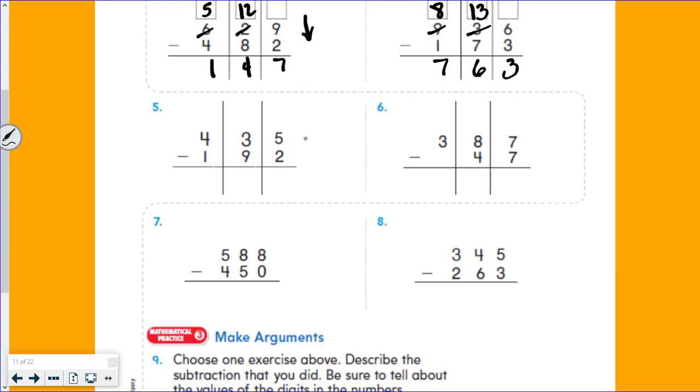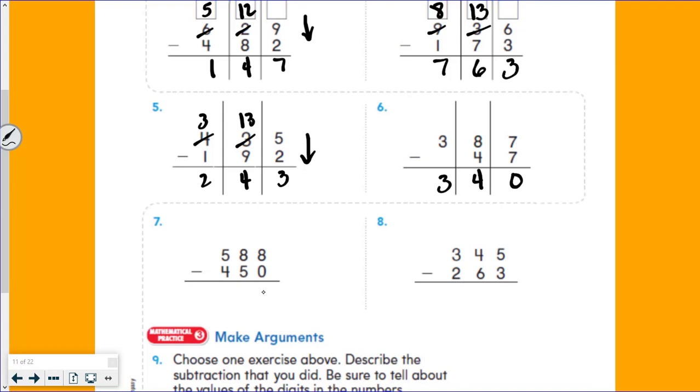All right, so we're going to go down, right? 5 take away 2 is 3. 3 take away 9, can't do it, so we got to regroup. So 4 becomes 3, and 3 becomes 13. Okay, so 13 take away 9 is 4. 300s take away 100 is 200. We'll go to number 6. It's going to be 043. So no regrouping on that one.